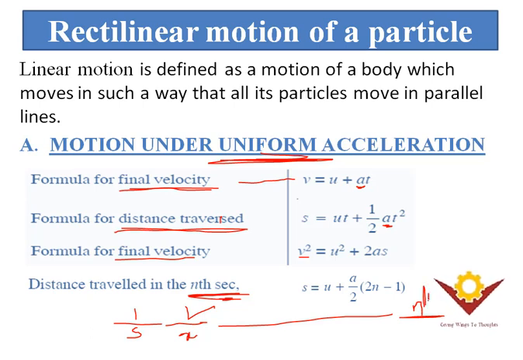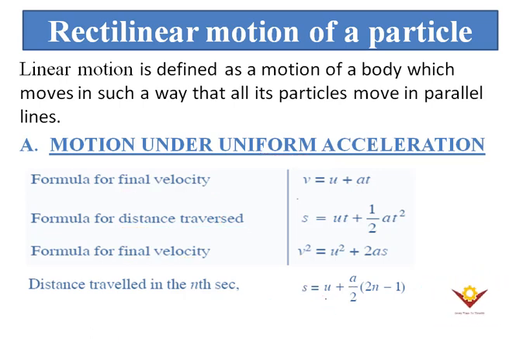This nth second may be the 10th, or the 11th, or the 3rd, any particular point in time. At that particular point, what's the distance when the body has uniform acceleration, and what is the distance traveled at that particular nth second? So this is the equation: s equals u plus a by 2 into (2n minus 1).